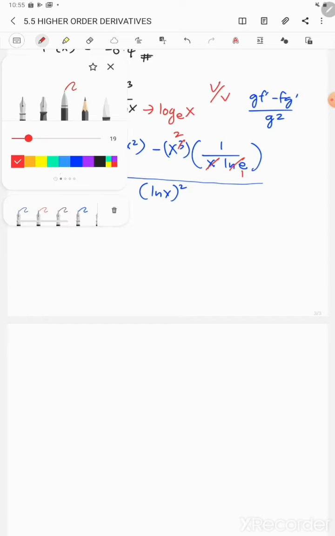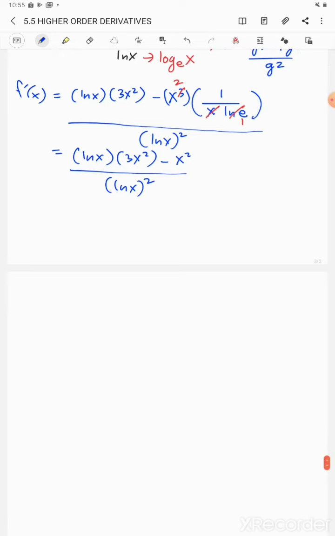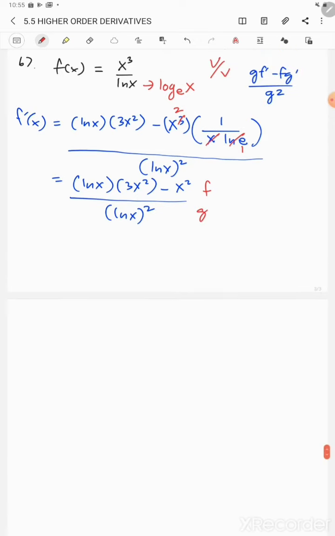Right, so now we rewrite: ln x times 3x squared minus x squared, divided by (ln x) squared. This is the answer for the first order derivative. For the second order, you have to use the quotient rule again. So now we know that this is f and this is g, and you have to use the same formula, the quotient rule.